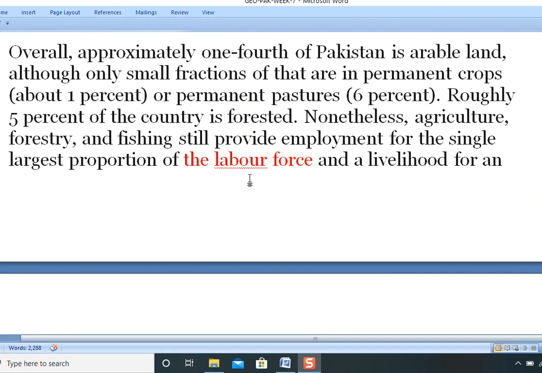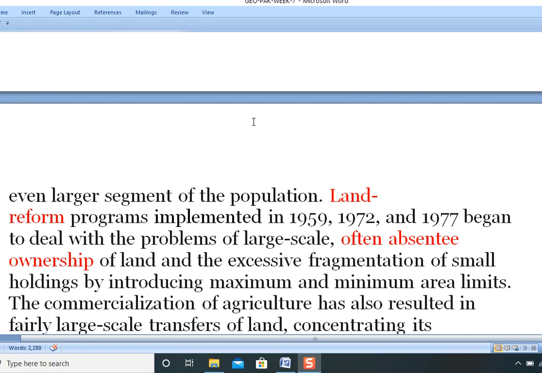This segment says that unfortunately the land used to produce crops is quite small. 6% are permanent pastures, where the cattle are grazed. They are long, vast areas having natural weeds and herbs. Roughly 5% of the country is forested. Yes, this is a drawback. According to the international criteria, at least 25% of the country must be jungle or forest. However, forestry and fishing are very important sectors that are protecting the people at large.